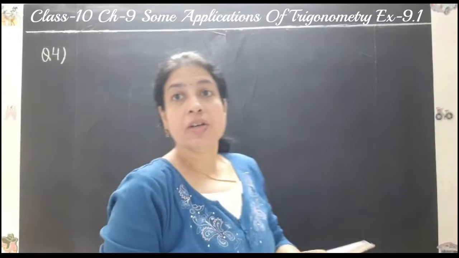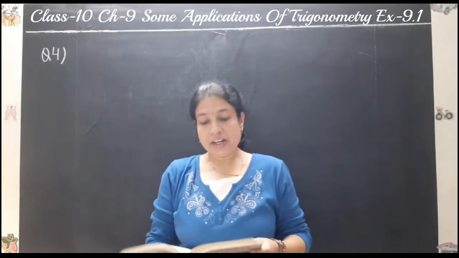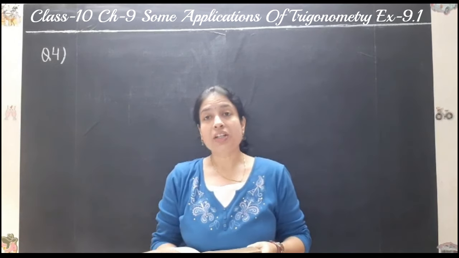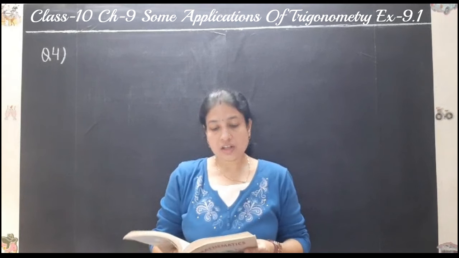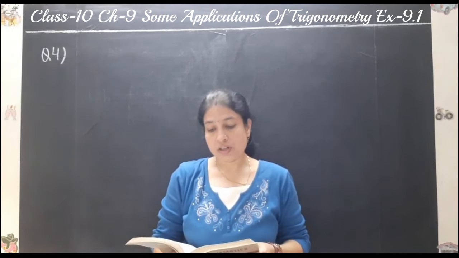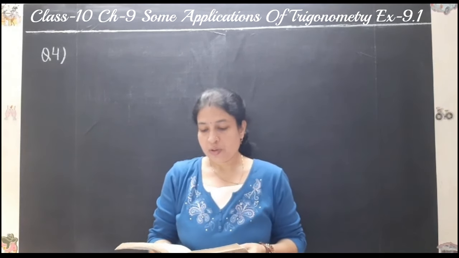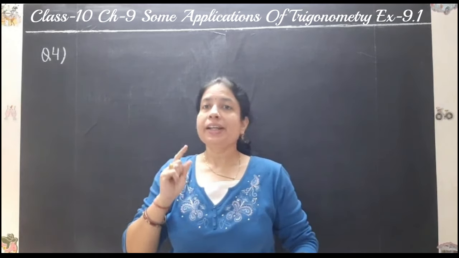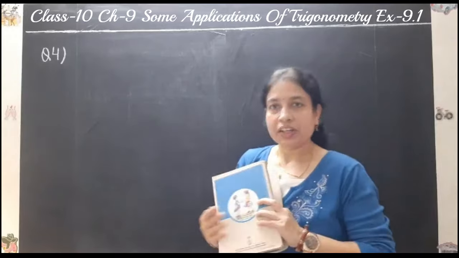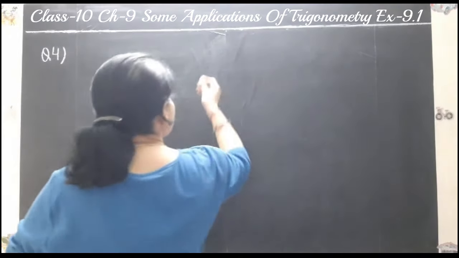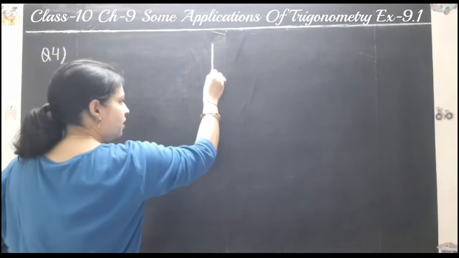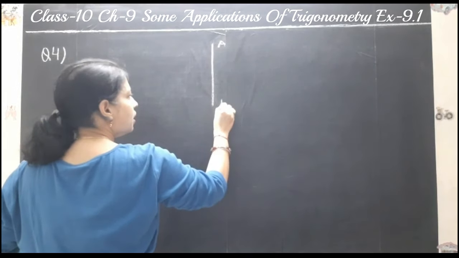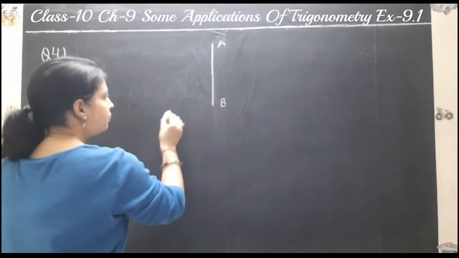Let us see question number 4. The angle of elevation of the top of a tower from a point on the ground, which is 30 meter away from the foot of the tower, is 30 degree. Find the height of the tower. So first of all, let us draw a diagram on the basis of given information. Suppose a tower is given. Suppose AB is a given tower. Right, here B. This one is a tower.